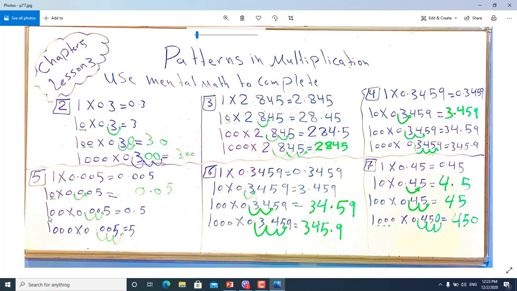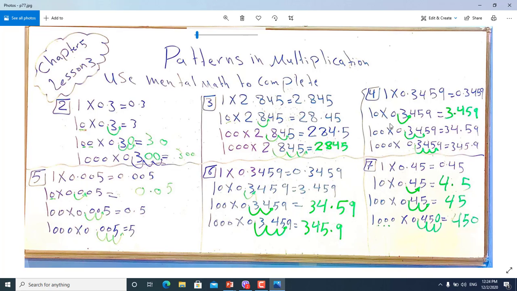And if you multiply by 100, we move two places. 1, 2, it will be between this 0 and 5. And from there, if you multiply by 1000, we move 3 places. 1, 2, 3. So it takes place after 5. After 5, it's not important, we don't write it.